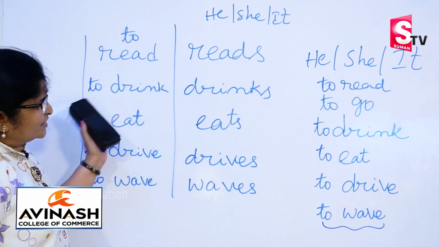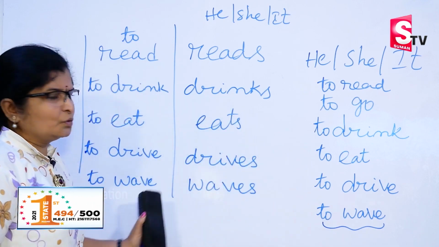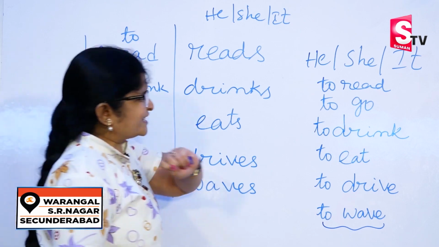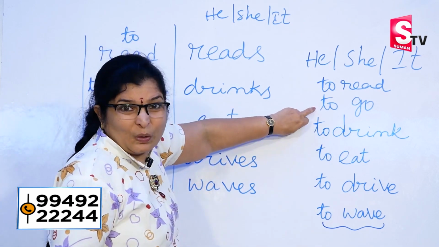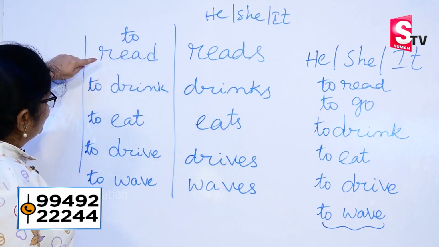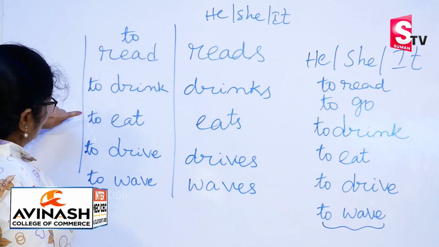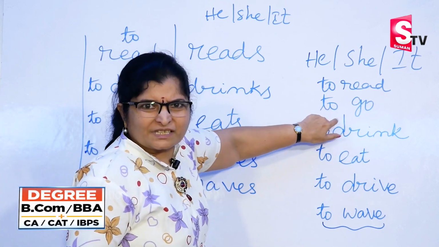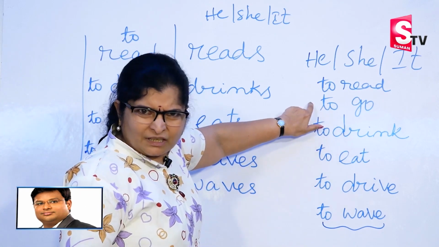Do you just have a glance at these two sets of verbs? We missed out one, isn't it? What is that? Yes, good. To go. We did not do this. See, all the verbs we did, like to read, to drink, to eat, to drive, to wave, but we did not come across to go. We just left it, is it? Now can we learn it?